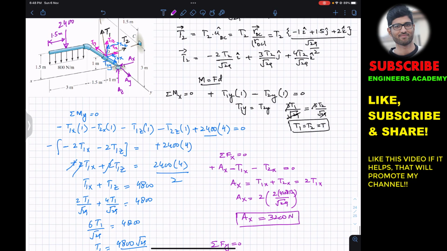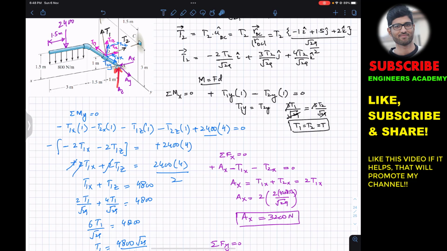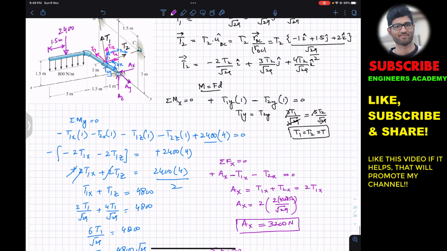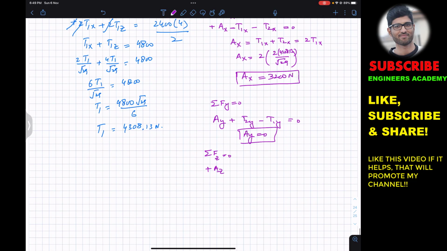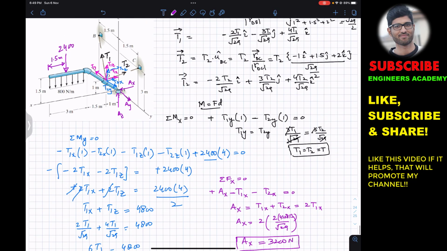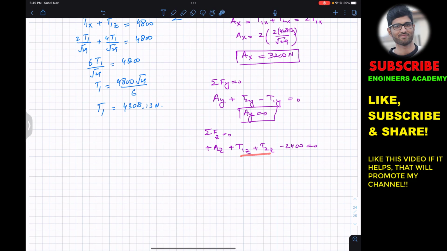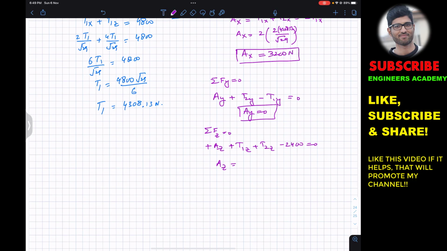Similarly, the summation of forces along the z-axis must be equal to 0. Along z we have plus Az, then t1z and t2z in the positive z, so plus t1z plus t2z, and then minus that 2400 newton, and this is equal to 0. Since t1 is equal to t2, we will have 2t1z. So we can say that Az is equal to 2400 minus 2t1z.